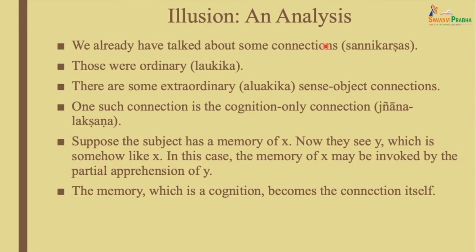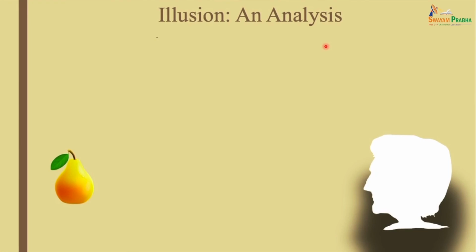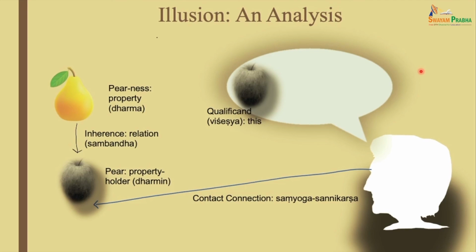Now, what happens when I look at Y, which looks like X, and I cannot capture the special features of Y? What happens in this case is somehow I remember X, and the memory itself becomes a connection. We'll see that in a pictorial form. So here is an analysis. There is a pair, and somebody's eye gets connected with that pair.